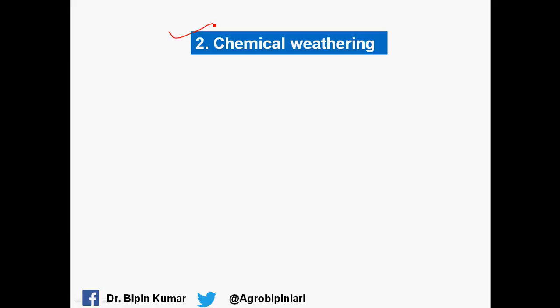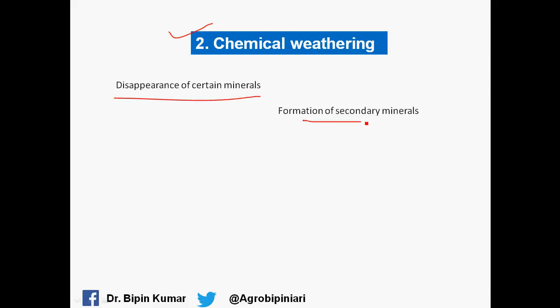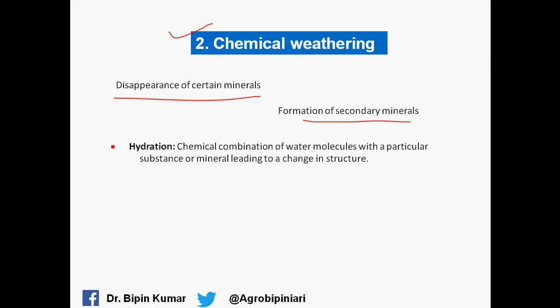Chemical weathering is composed of 2 steps. First, the disappearance of the mineral will happen, and then the formation of the secondary mineral will happen. In chemical weathering, different types of weathering are there. The first is hydration. Hydration means the combination of water molecules with a particular substance or mineral, and it leads to a change in structure.